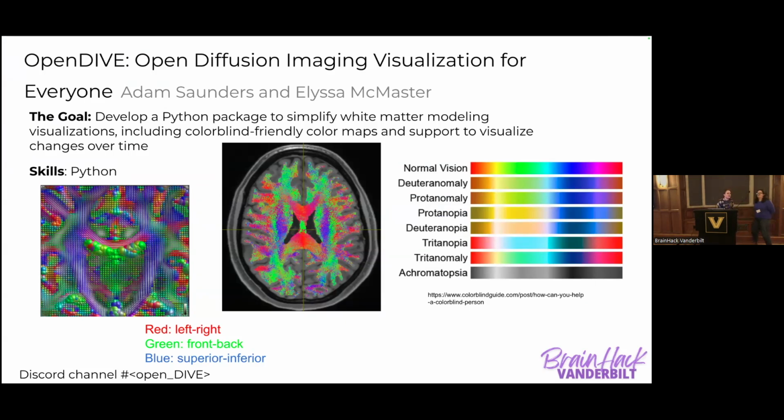Hello, my name's Adam Saunders. I'm a second-year PhD student from the Massey Lab. I'm Alyssa McMaster. I'm a second-year PhD student also from the Massey Lab. And our project is open diffusion visualization for everyone.